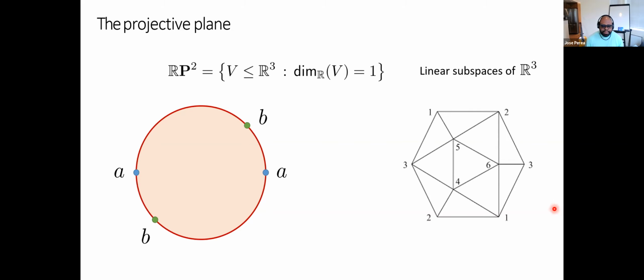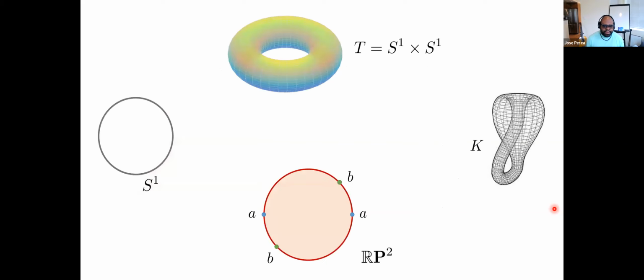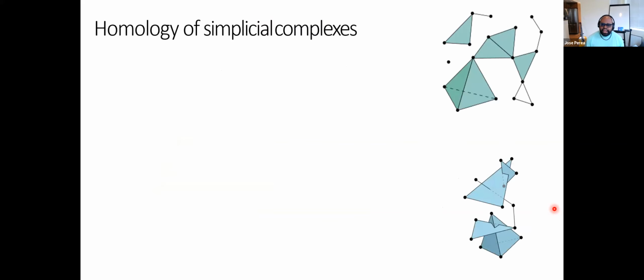Here's a triangulation of RP2. And again, we can use that triangulation to compute things about RP2. So thus far, I've given you 4 examples of spaces. I've given you triangulations of them, and I've promised that we can compute things about those spaces. One of the things we can compute about triangulated spaces is their homology.